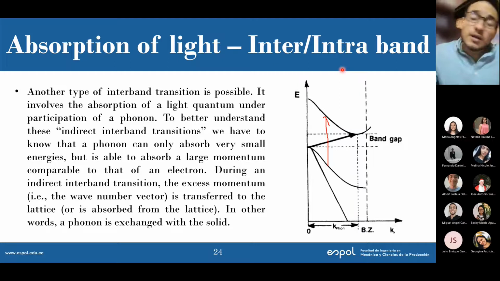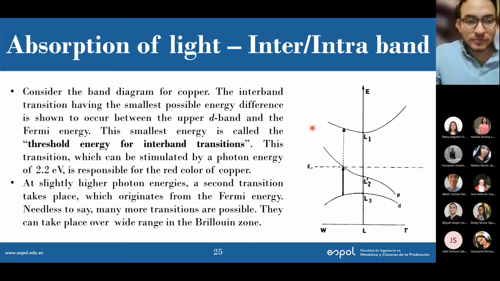But for those materials that don't have a high conductivity, like dielectrics or semiconductors, you will have the indirect interband transitions, and they are actually quite relevant for their behavior of absorption of light. Is it clear so far? Okay.